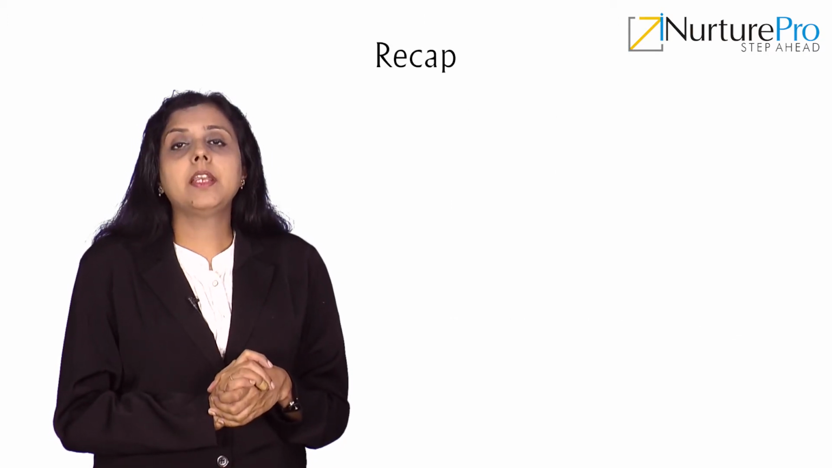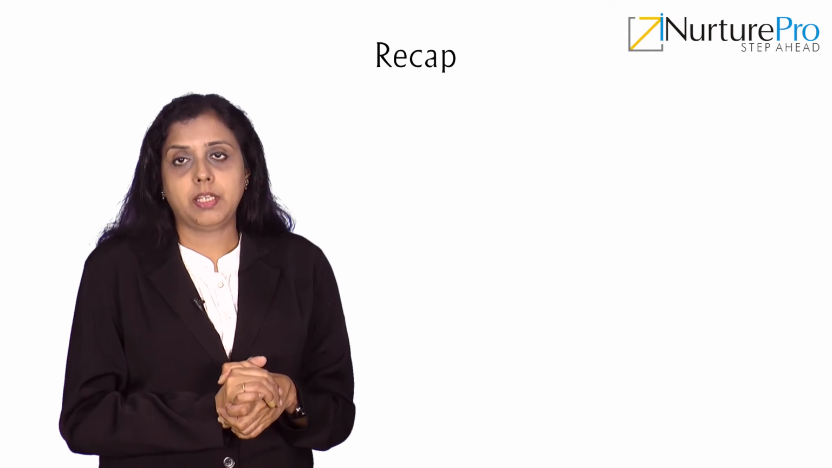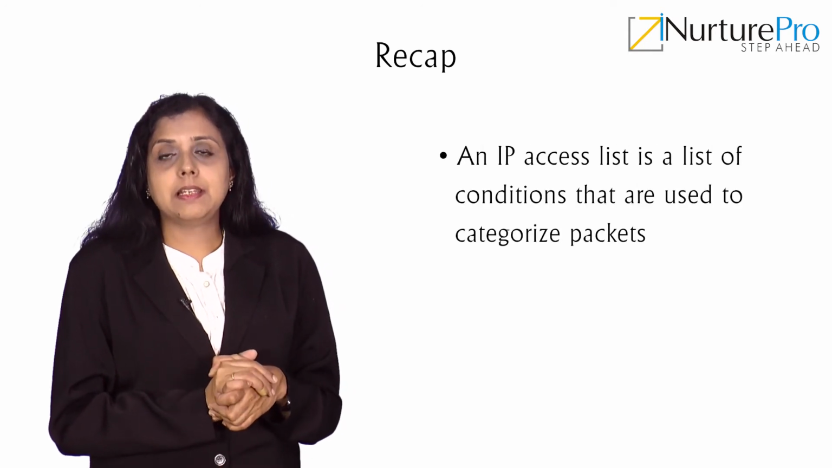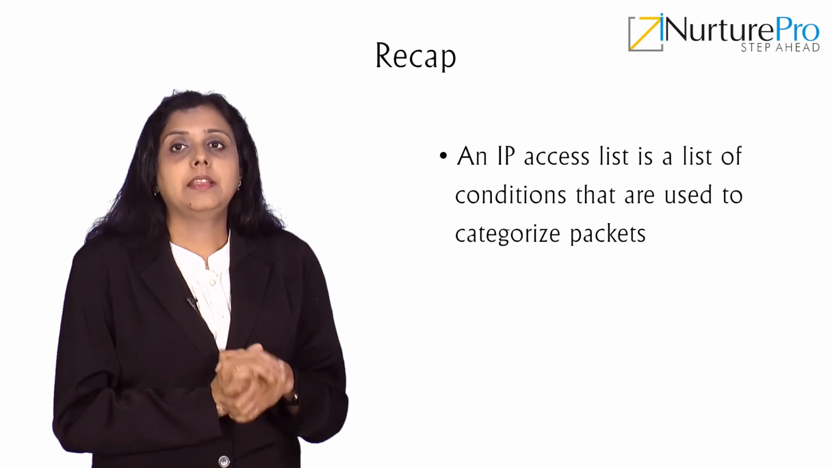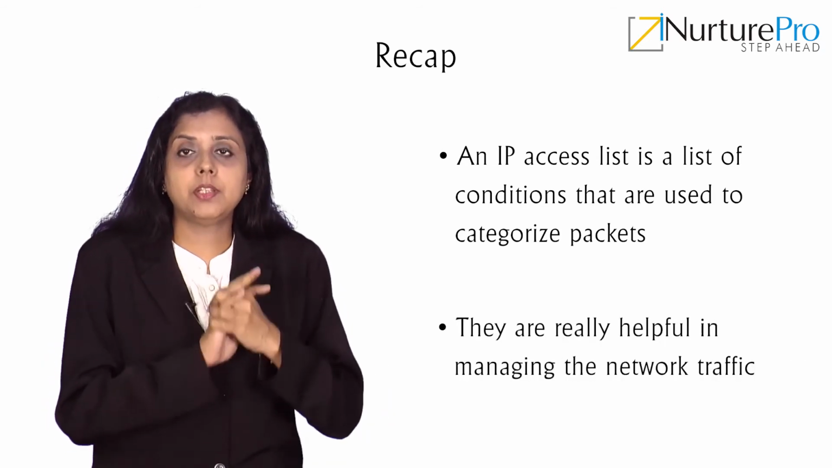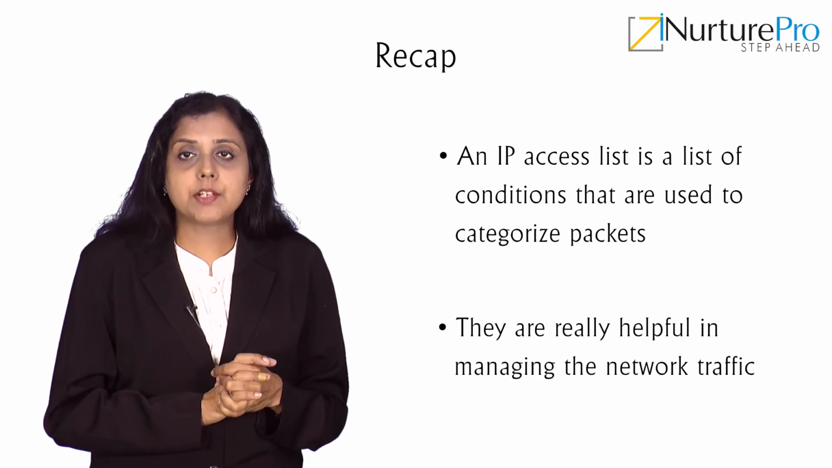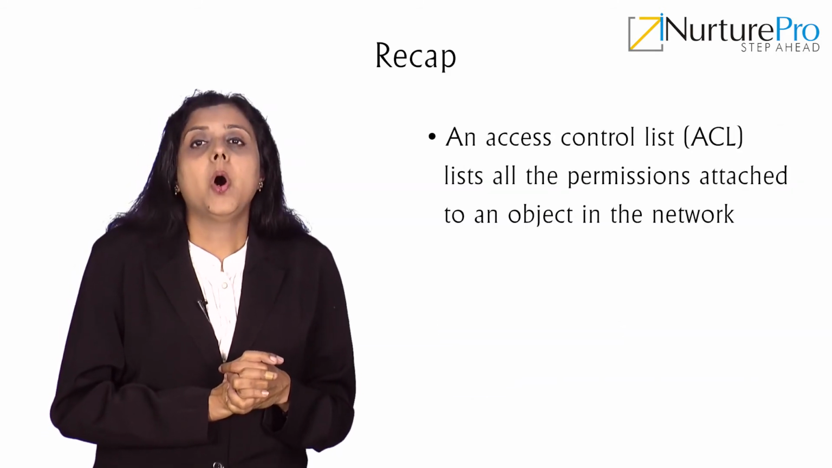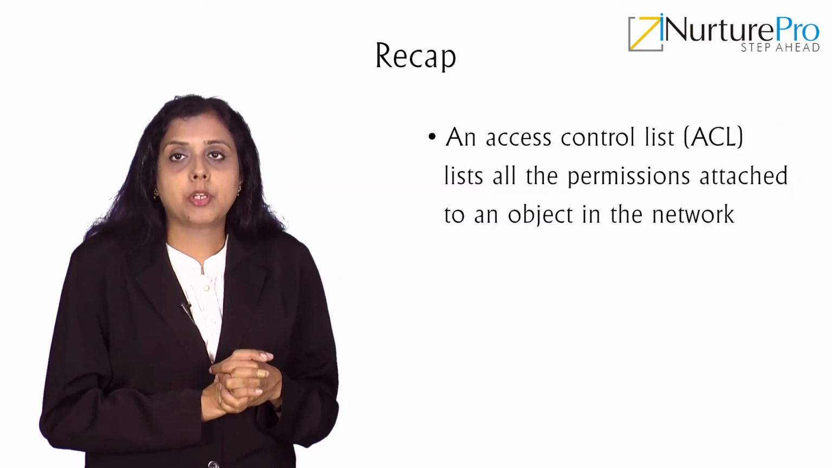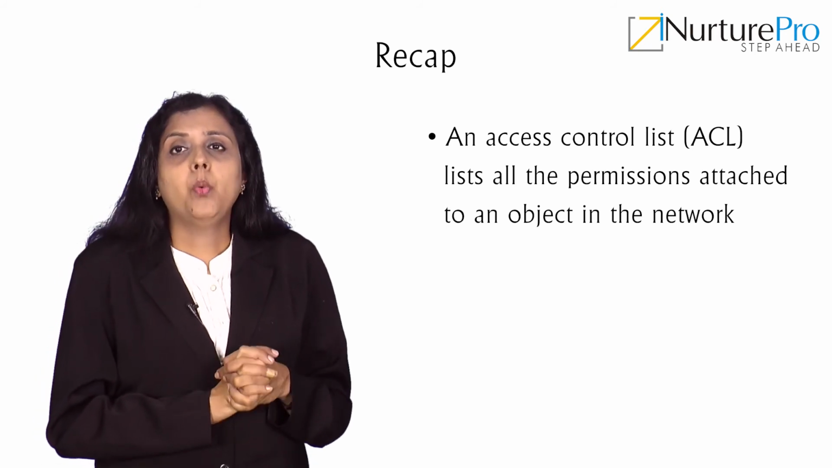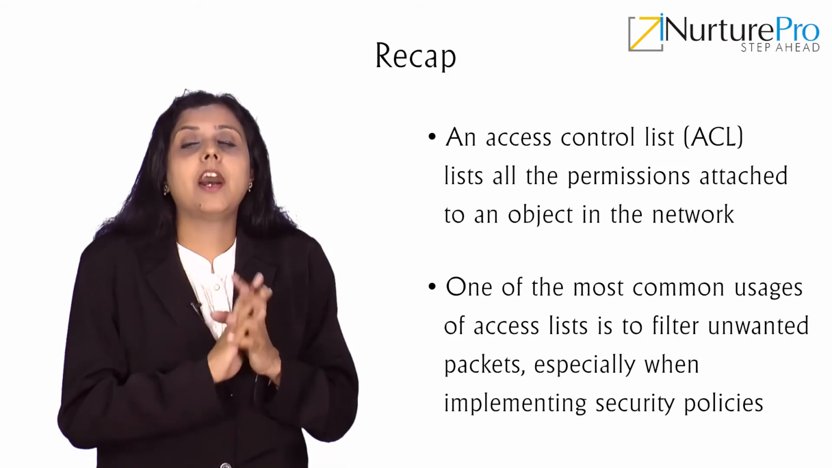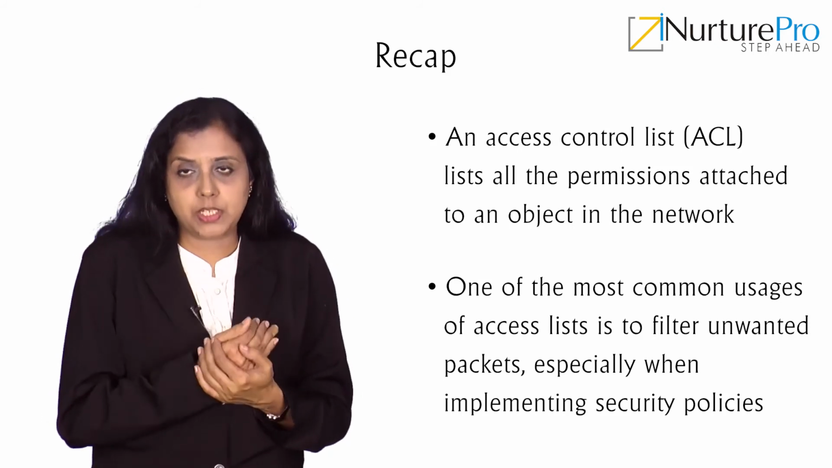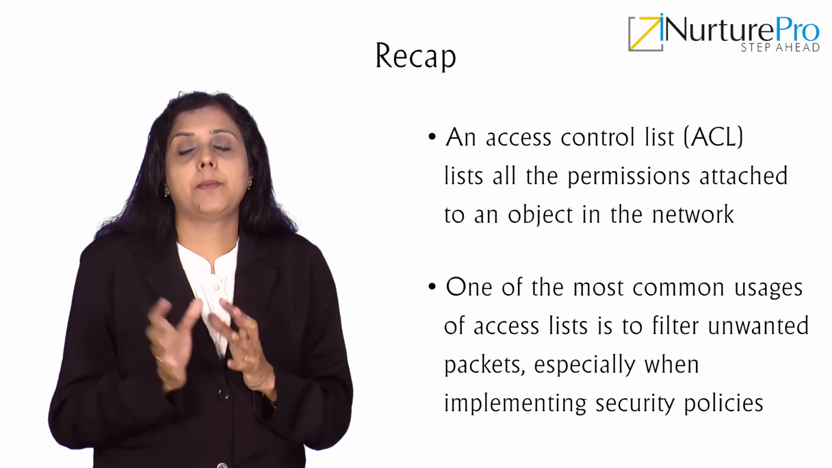Let us have a recap of what we have learned so far. An IP access list is a list of conditions that are used to categorize packets. They are really helpful in managing the network traffic. An access control list, ACL, lists all the permissions attached to an object in the network. One of the most common usages of access lists is to filter unwanted packets, especially when implementing security policies.